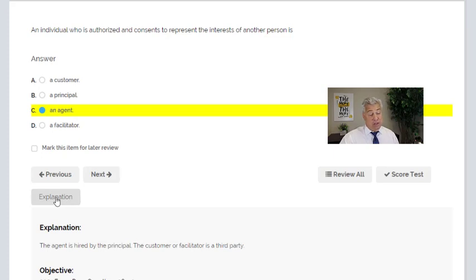an agent. The agent is hired by the principal. The customer or facilitator is a third party, but that's a very good definition there for an agent, an individual who is authorized and consents to represent the interest of another person. There are legal obligations that go along with agreeing to represent somebody and be their agent. And in most states, that doesn't happen by accident. It requires a written agreement to form that representation.